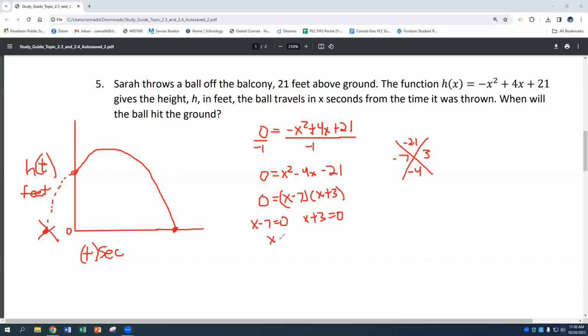You add 7 to both sides, we get x equals 7. You subtract 3 from both sides, we get x equals negative 3. So negative 3 is not going to be our answer. It didn't take negative 3 seconds to hit the ground. It took 7 seconds to hit the ground, right? Negative 3 isn't going to work. Okay. So 7 seconds.